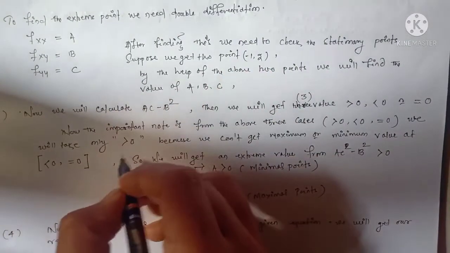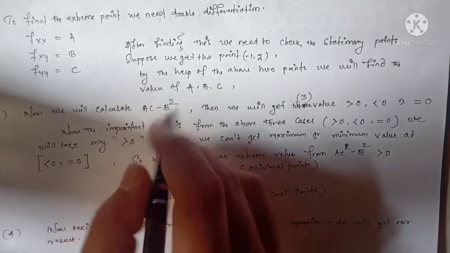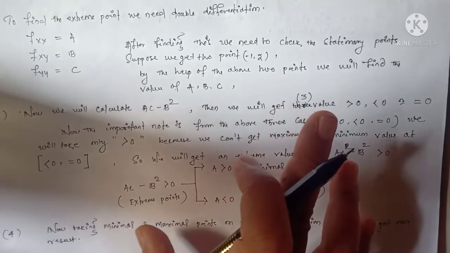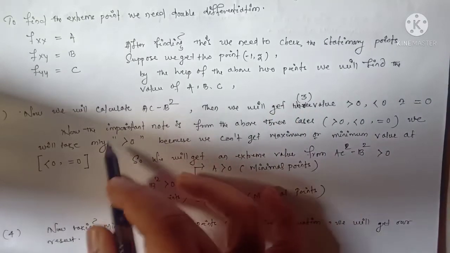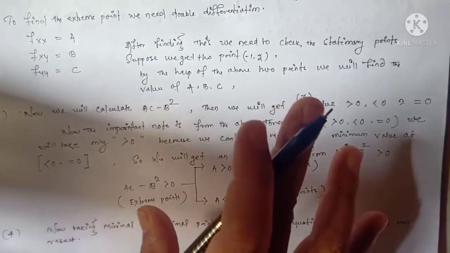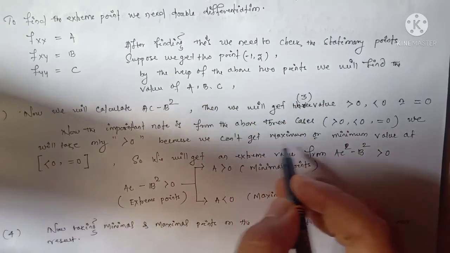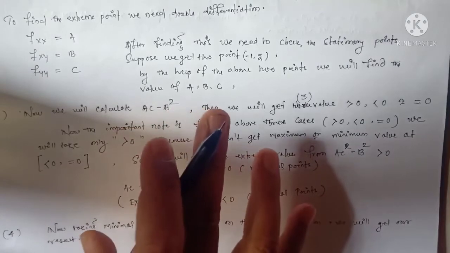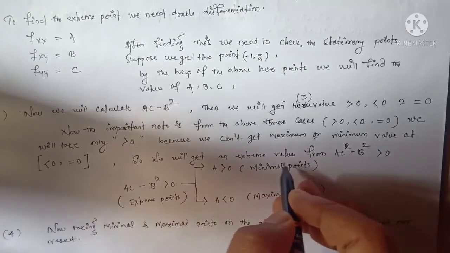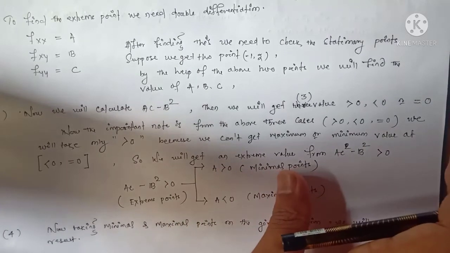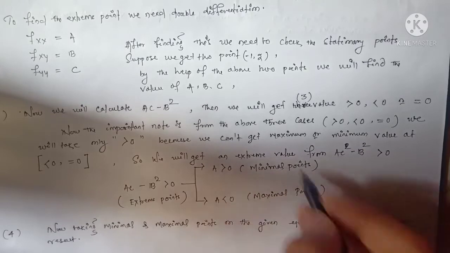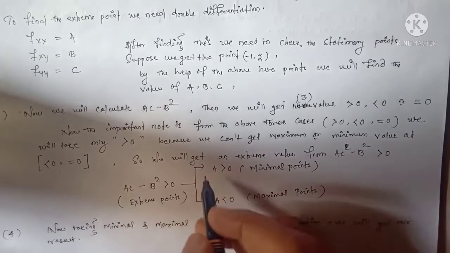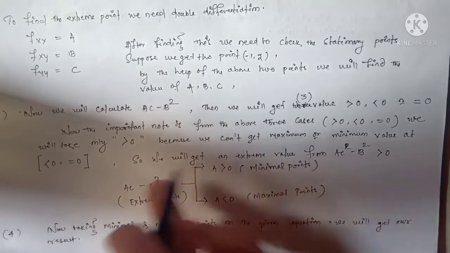As we have a positive value, we can easily find the extreme point here. I took greater than 0 because we cannot get a maximum or minimum value when it is less than 0 or equal to 0. So we get the extreme value from ac minus b square greater than 0, and the extreme point we will get from a.